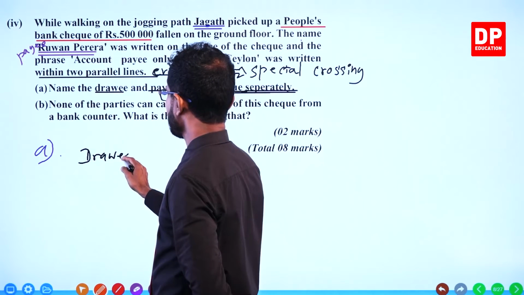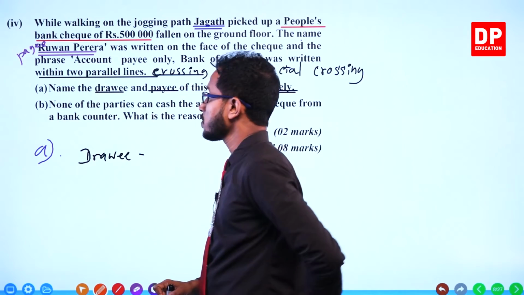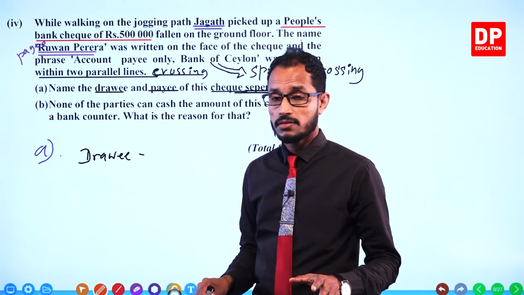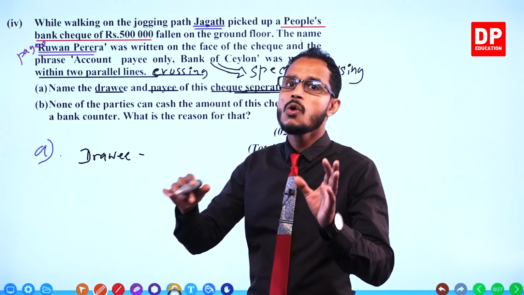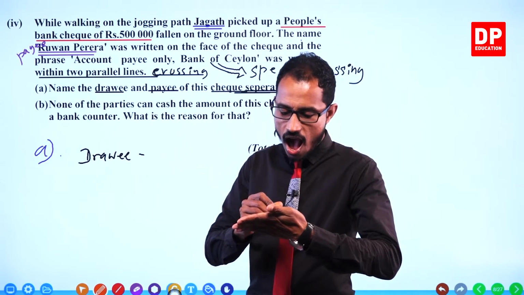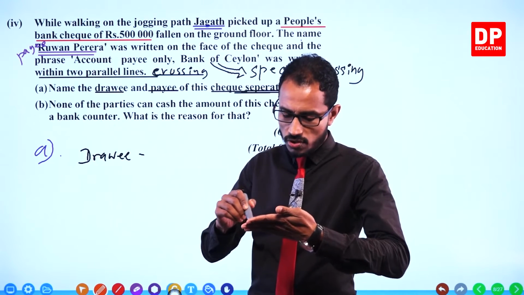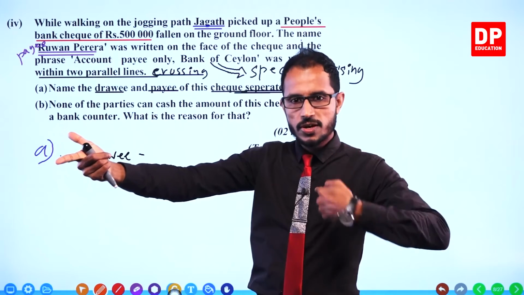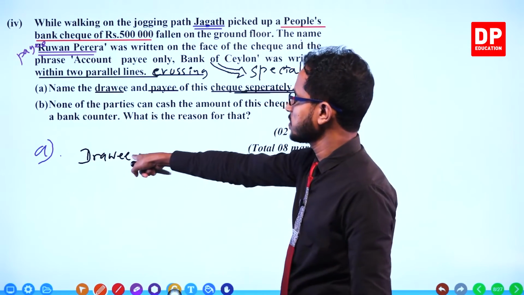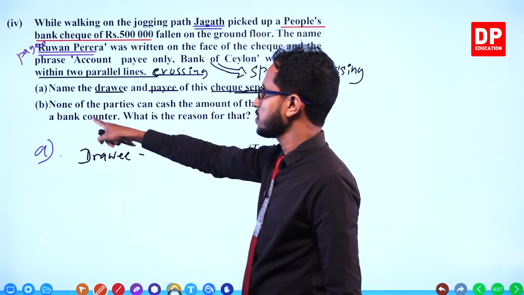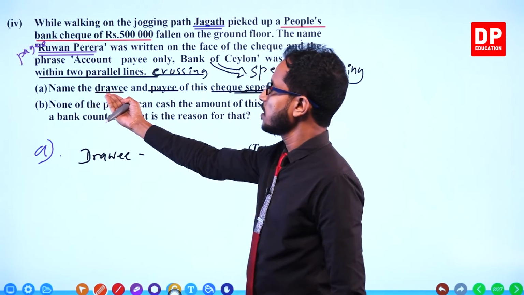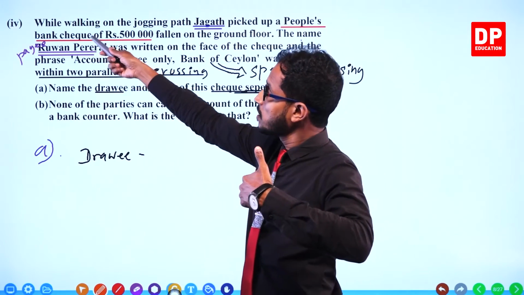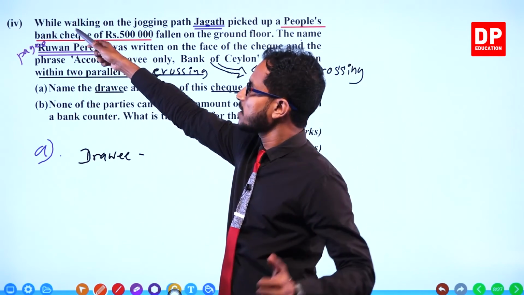Drawee, who's the drawee? Drawee is always a bank. Which bank? The bank of the drawer, which means I am the one who wrote the check to Ruan Pereira. So I gave the check. I'm the drawer. My bank. You should find my bank. That means the bank of the drawer. Whoever the drawer is, it doesn't matter.